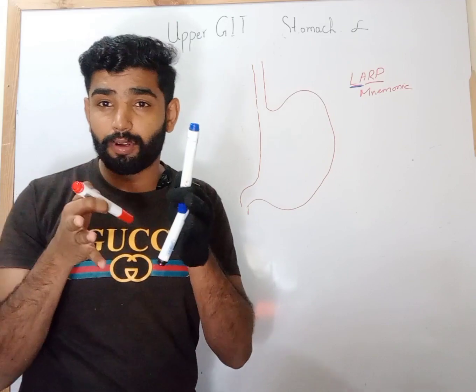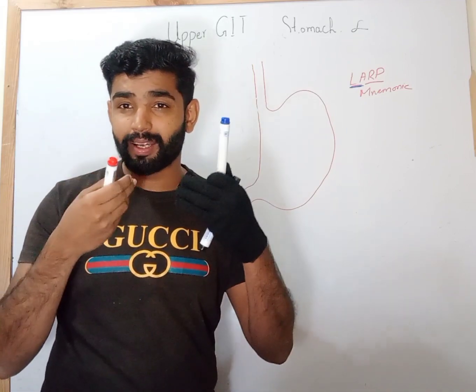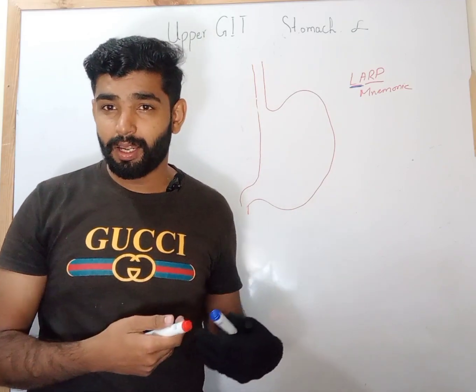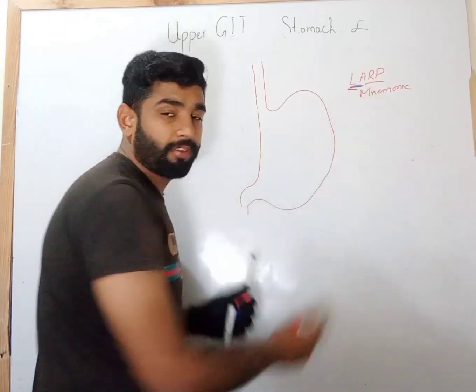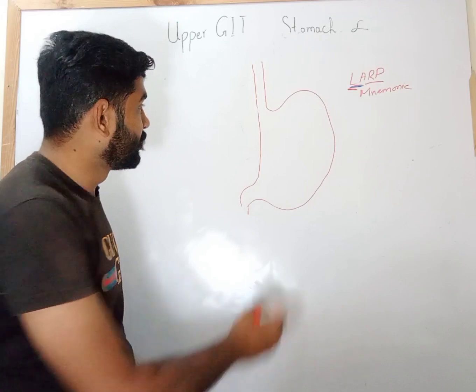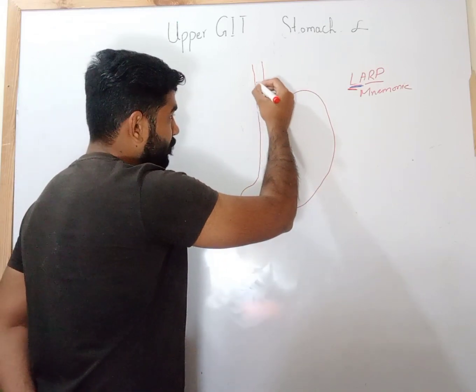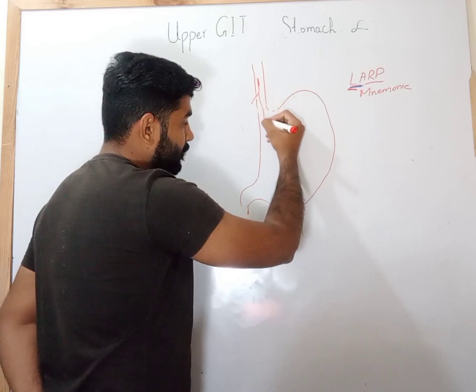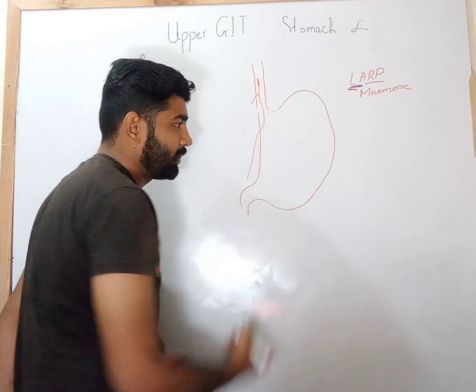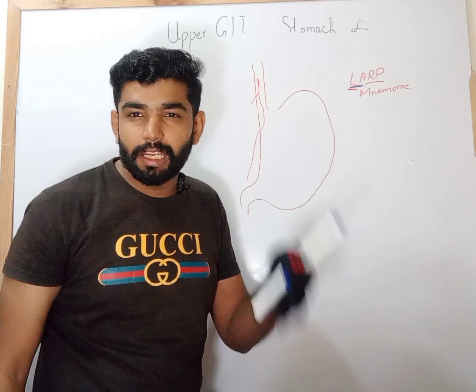There are two vagus nerves: number one is the right, and the other is the left. The left vagus supplies the anterior part, and it gives a branch.